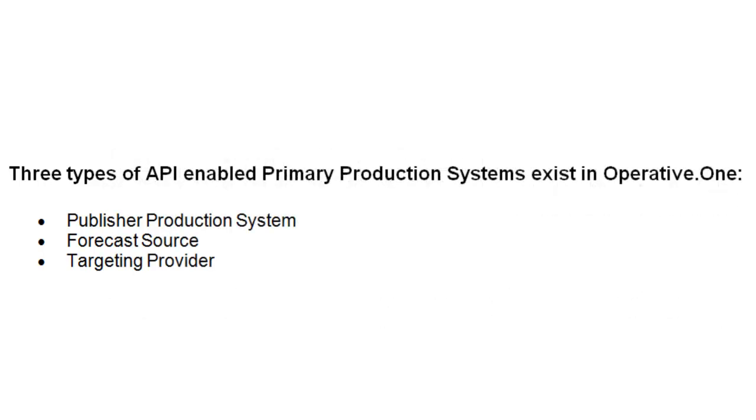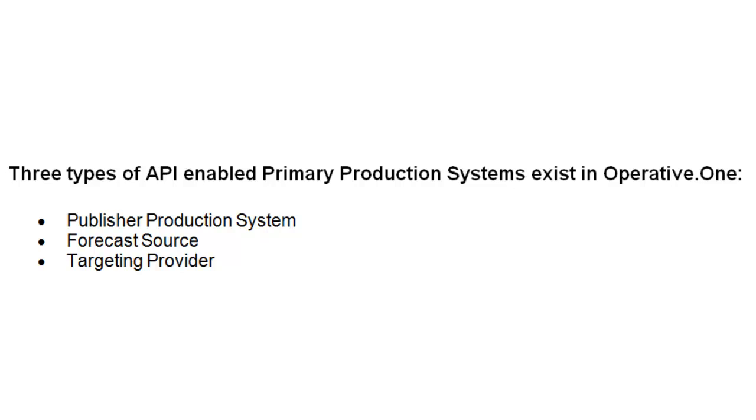Three types of API-enabled primary production systems exist in Operative.One. A primary production system is the system owned by the publisher. For digital advertising, this would be your primary ad servers, for example, DFP or AdTech. Typically, businesses use 1 to 3 publisher production systems.